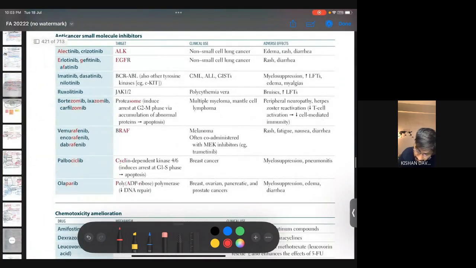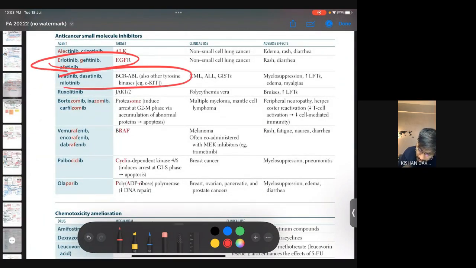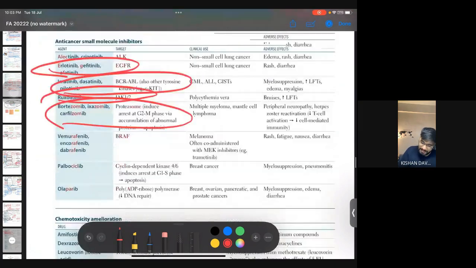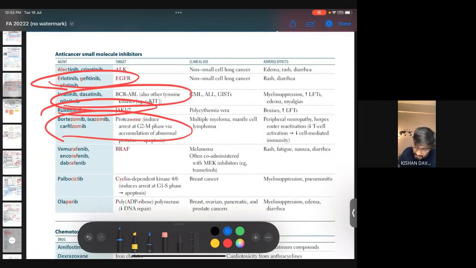Here what you need to remember is erlotinib, imatinib, ruxolitinib, bortezomib. And yeah, that's it. Why you need to remember this? Erlotinib, a question on rash and diarrhea had come. Imatinib, BCR-ABL, you know, is important for CML.